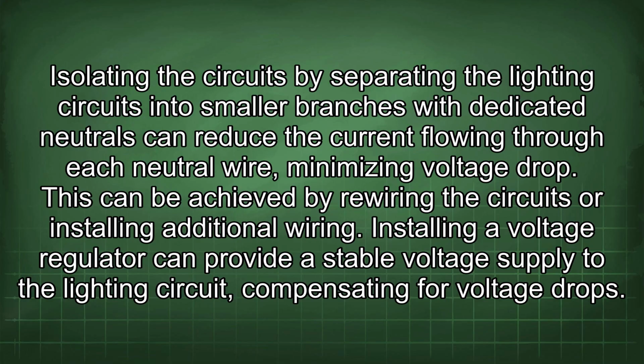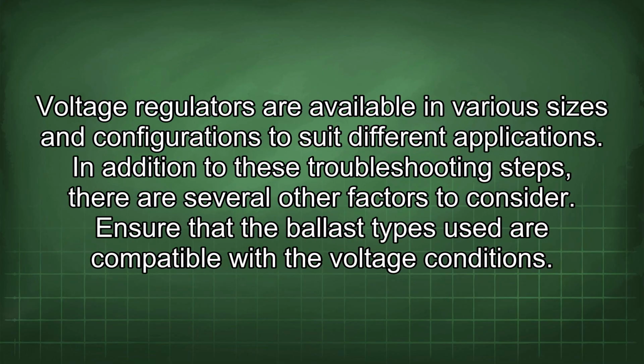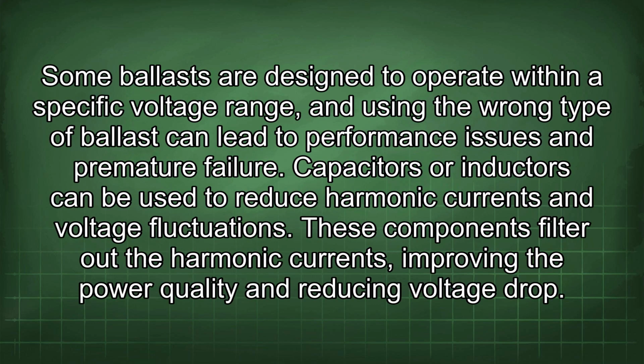Installing a voltage regulator can provide a stable voltage supply to the lighting circuit, compensating for voltage drops. Voltage regulators are available in various sizes and configurations to suit different applications. In addition to these troubleshooting steps, there are several other factors to consider. Ensure that the ballast types used are compatible with the voltage conditions. Some ballasts are designed to operate within a specific voltage range, and using the wrong type of ballast can lead to performance issues and premature failure.